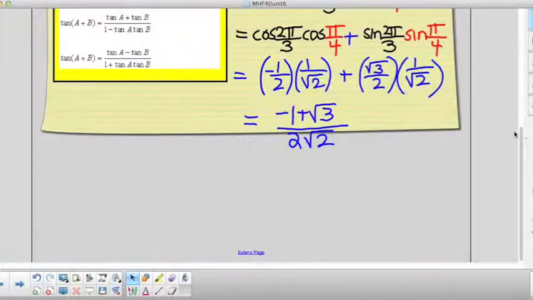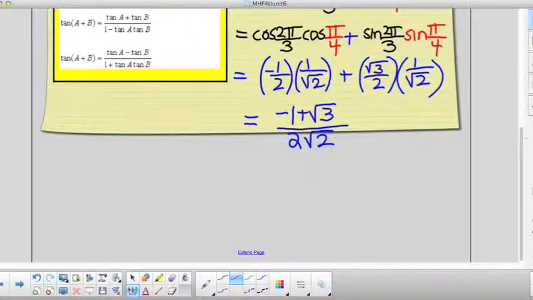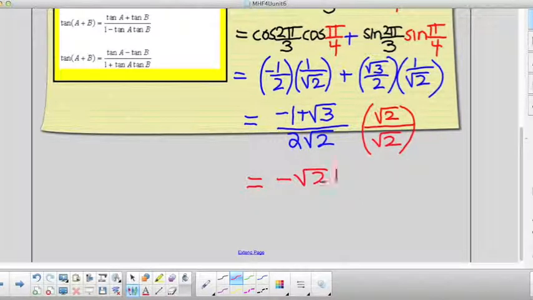And notice to rationalize the denominator, I do not have to multiply by 2 root 2. I'm just multiplying the numerator and the denominator by whatever the radical is, in this case root 2, in order to get a final answer of negative root 2 plus root 6 all over 4.